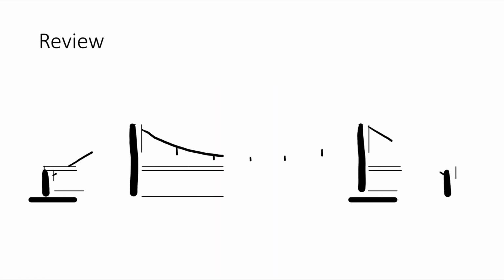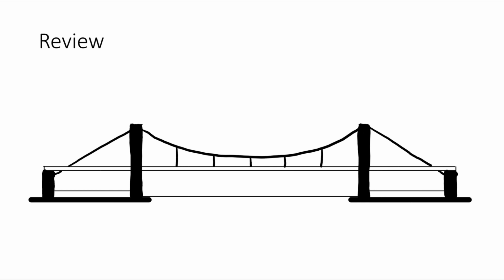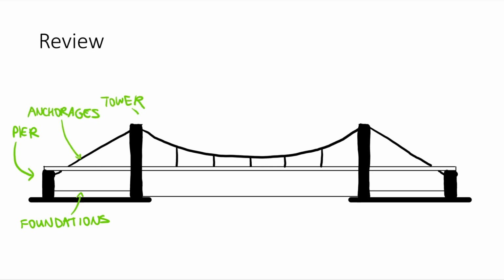Okay, so for some quick review, here is a suspension bridge. Now first, at the base, we have our foundation, then we have our piers and anchorages, which hold the main cable down. Then we have our towers, our main cable, and suspenders, which attach the main cable to our deck.